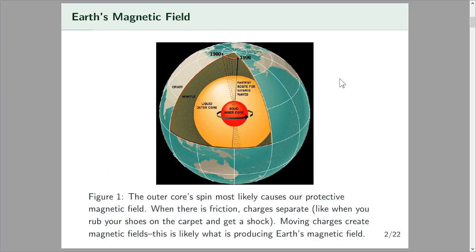So the Earth's magnetic field is generated by its core, really. The outer core is liquid and the inner core is solid. And the inner core is spinning inside the outer core, and that spinning generates friction, which separates charges the way you separate charges when you rub your shoes on the carpet and touch something. And those charges then are spinning with the Earth as the Earth spins, and that generates a magnetic field.